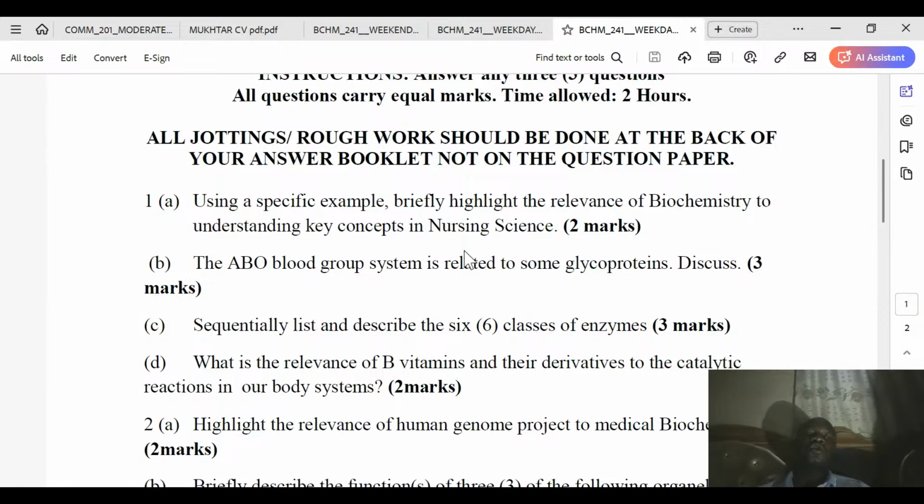Okay. So now we are moving to question 1C. Question 1C says sequentially list and describe the 6 classes of enzymes. So this is 6 marks.